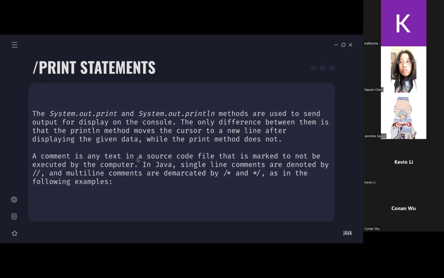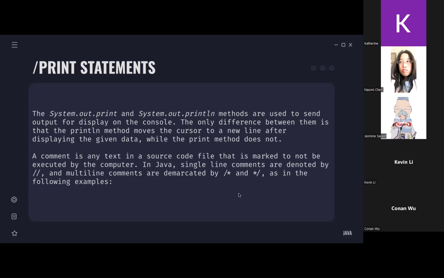And a comment is any text in a source code file, just consider it as a file for now, that is marked for the computer not to touch. If the computer reads a comment, it won't do anything with what is listed there. So in Java, a single line comment is written with two front slashes. This is a front slash. And for multi-line comments, you can write multiple lines by starting with a front slash star and ending with another star front slash.